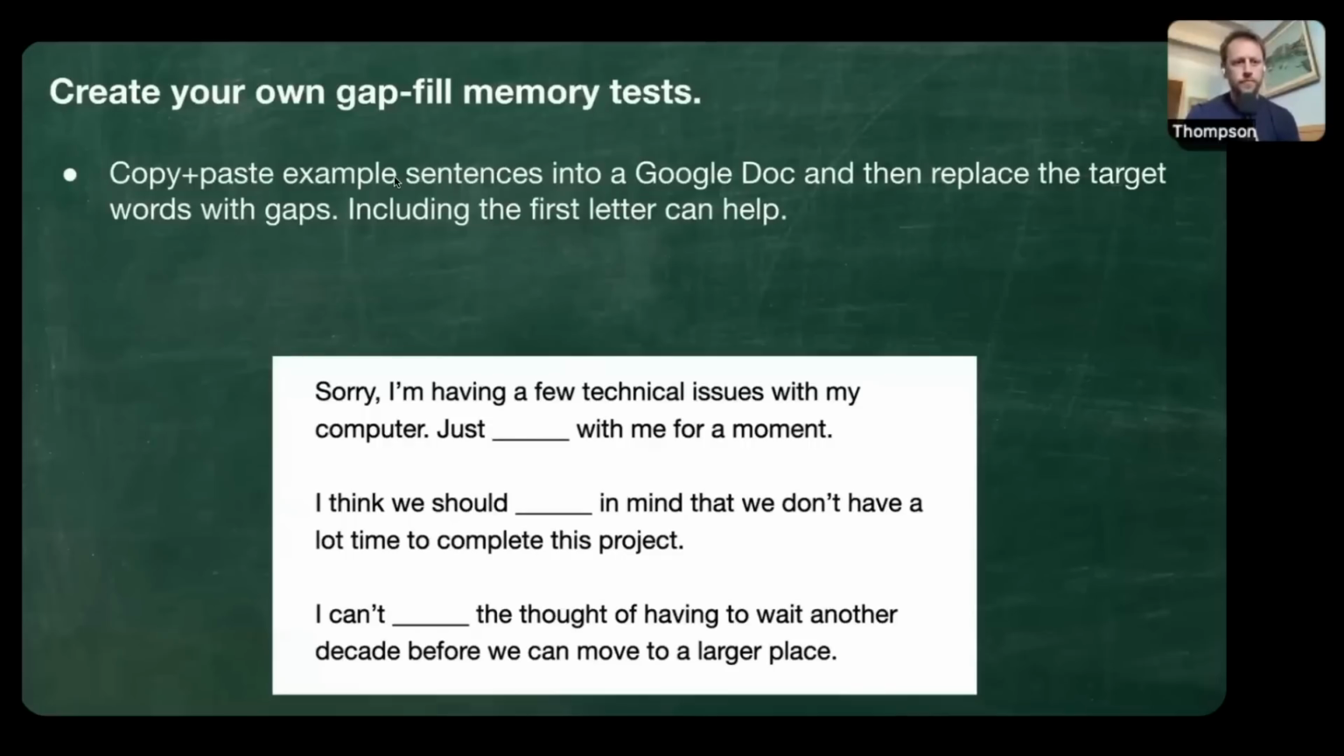For example, you can copy and paste example sentences into a Google document and then replace the target words with gaps. Including the first letter can help. I haven't done that here, but it would be like this.